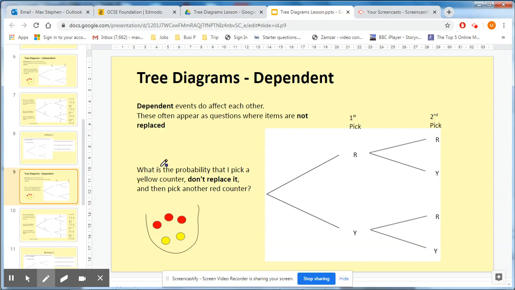Now the question is asking us, what's the probability I pick a yellow counter, don't replace it, and then pick a red counter. So I'm going to go through this quite slowly. So my first pick, I could pick a red. So I've got all of my counters here. And the probability of me picking a red is going to be 3 out of the total 5. And then here, the probability of yellow is going to be 2 out of 5.